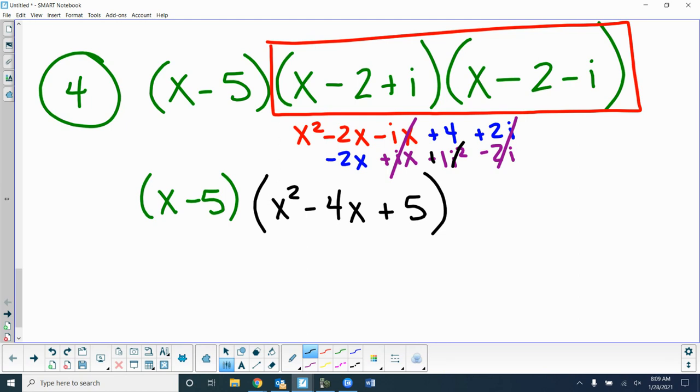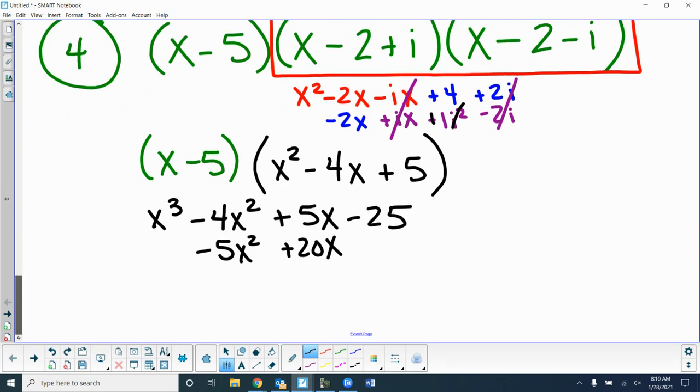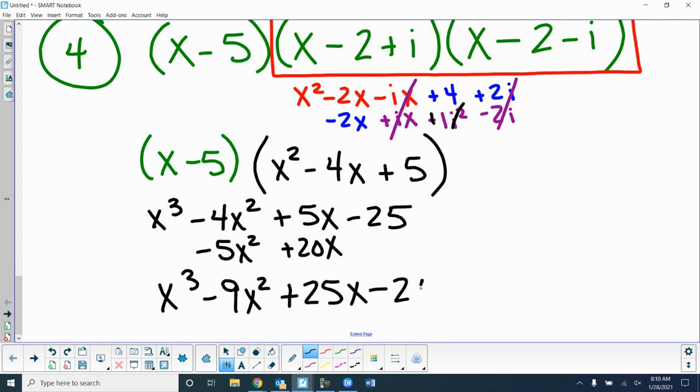Now we just finish up. All right, x times x squared, x times negative 4x, and x times 5. Negative 5 times x squared, negative 5 times a negative 4x, and negative 5 times a positive 5. And then combine your like terms to finish up. So we got x cubed minus 9x squared plus 25x minus 25.